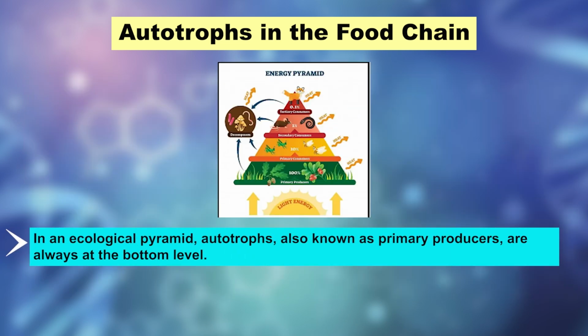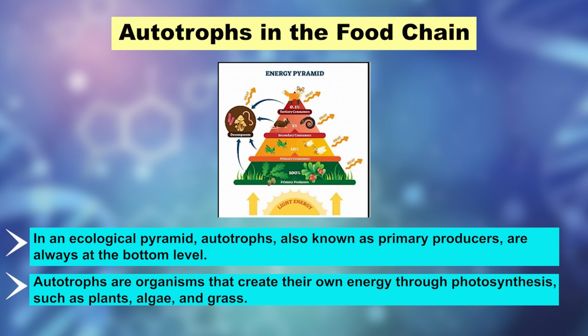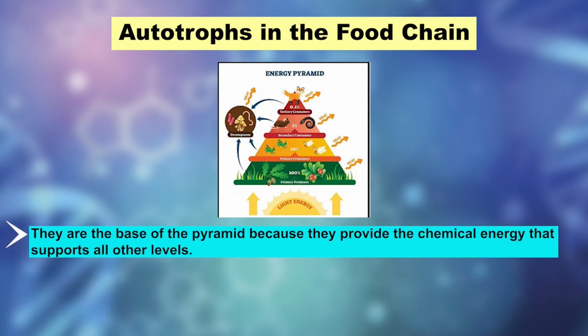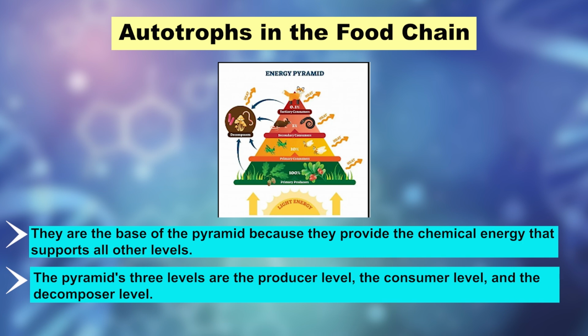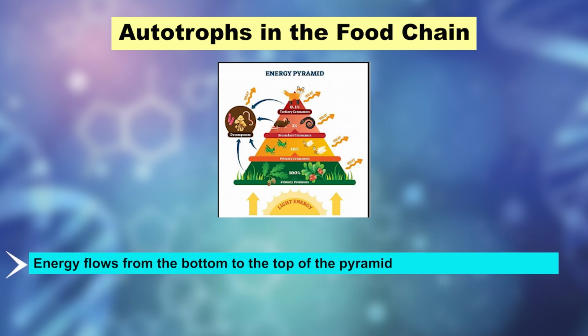In an ecological pyramid, autotrophs, which are known as primary producers, are always at the bottom level. They are organisms that create their energy using photosynthesis, such as plants, algae and grass. They are the base of the pyramid because they provide chemical energy that supports all the other levels. So, the three levels of the energy pyramid are the producer level, consumer level and the decomposer level. Energy flows from the bottom to the top of the pyramid.